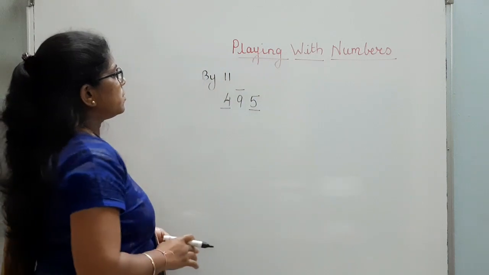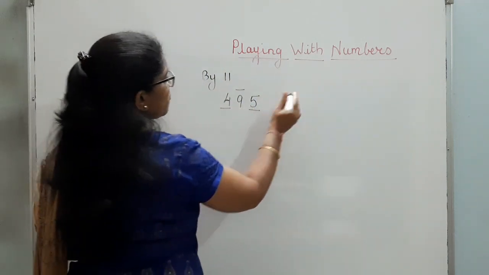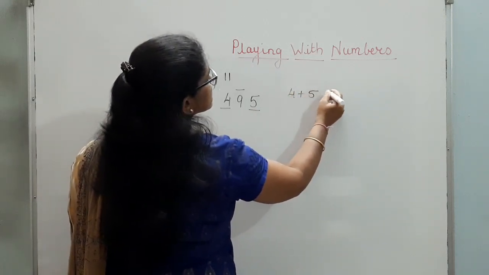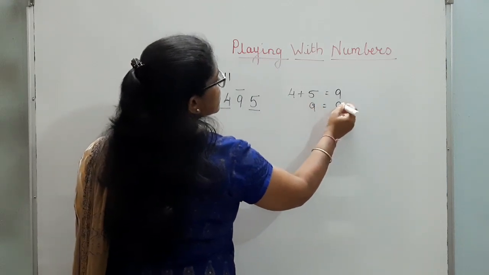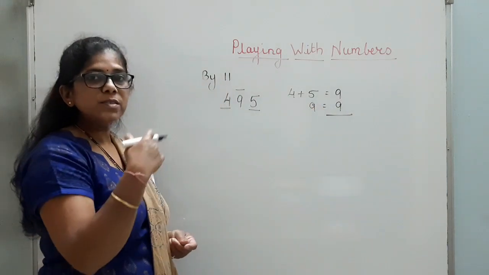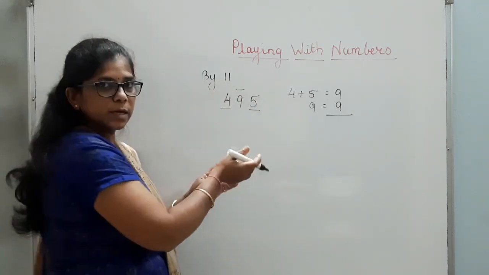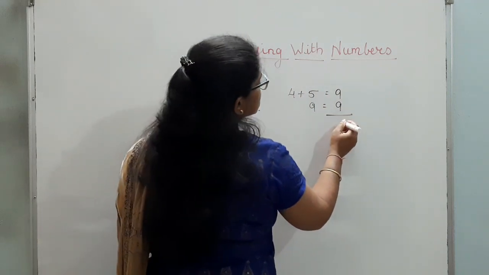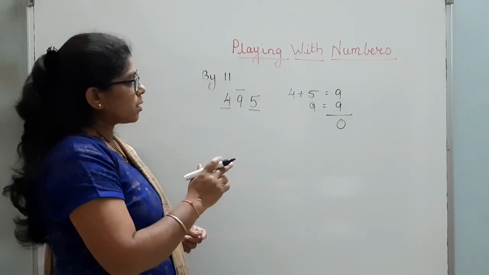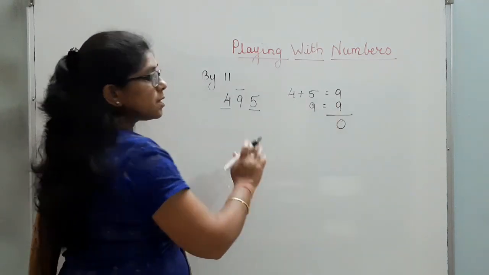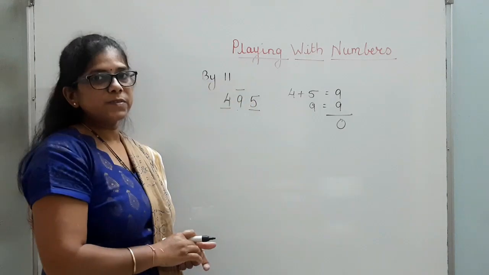This is one simple method which I tell my students. Just mark the alternate digits, 4 and 5. Find the sum of this. It's 9. And the other is 9 itself. We have to find the difference of these sums. Add the digits in the alternate places and find the difference. If this difference is 0, or if the difference is divisible by 11 or a multiple of 11, then the given number is divisible by 11.